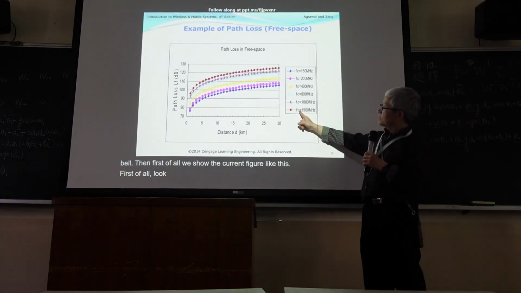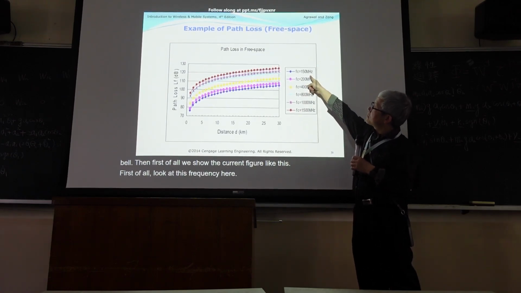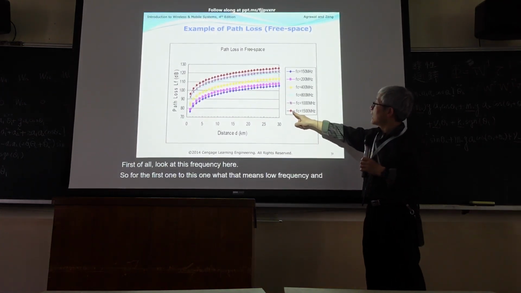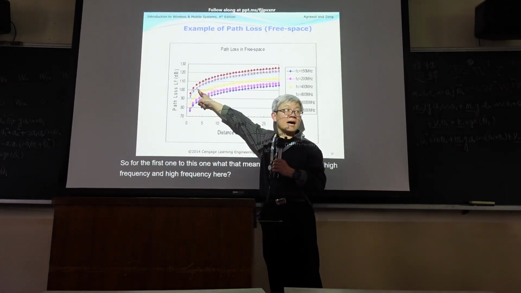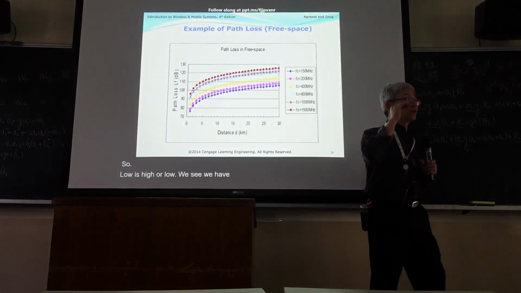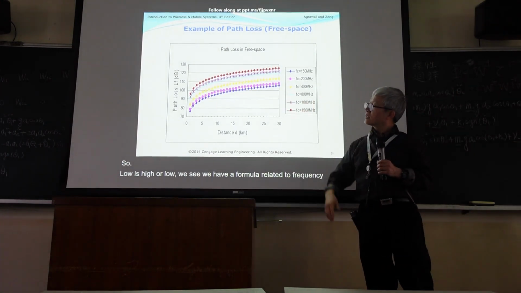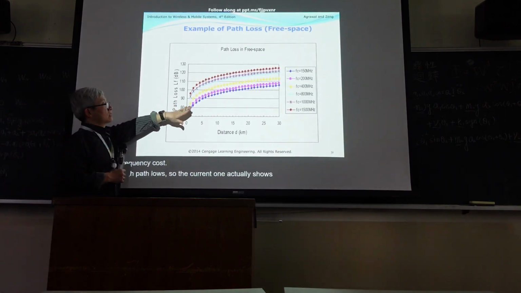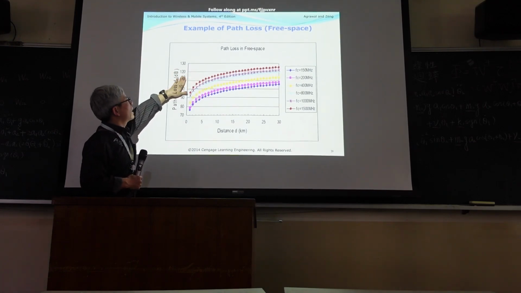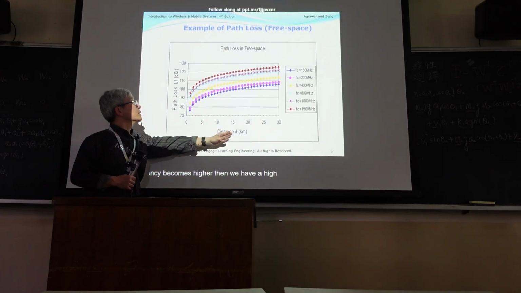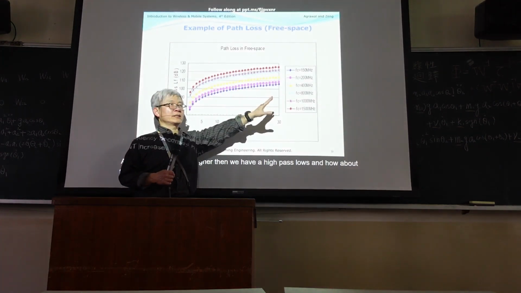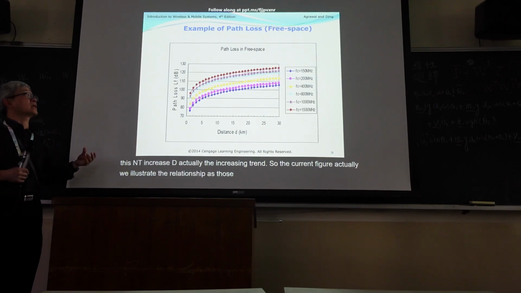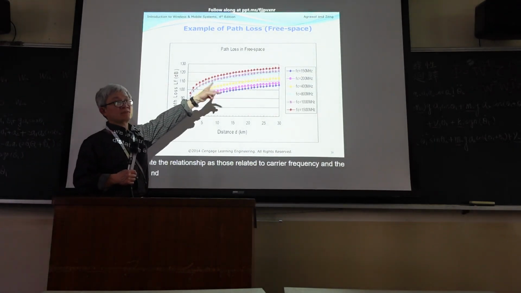First of all, look at this. Frequency here. From the first one to this one, what does it mean? Low frequency and high frequency. So is the loss high or low? We have a formula related to frequency. Higher frequency equals high path loss. So the curve shows that as frequency becomes higher, we have high path loss. And how about D? Increasing D gives an increasing trend. So the current figure illustrates the relationship of path loss to carrier frequency and distance. And right now, in free space.